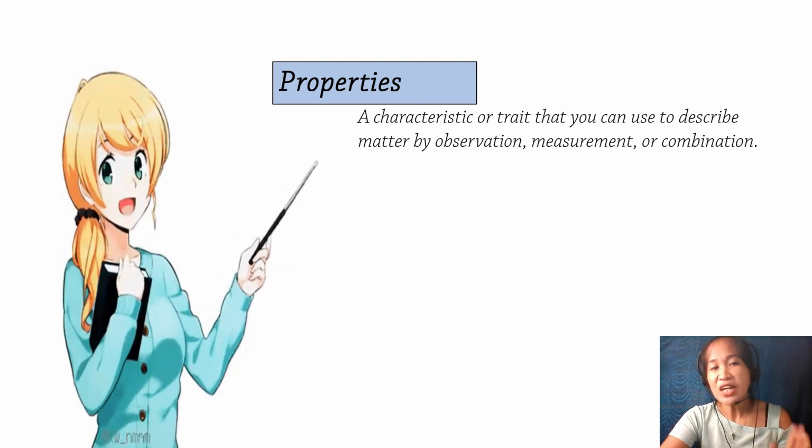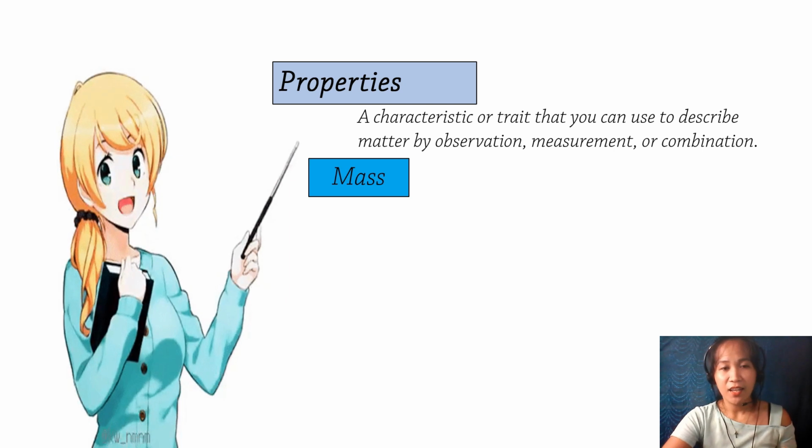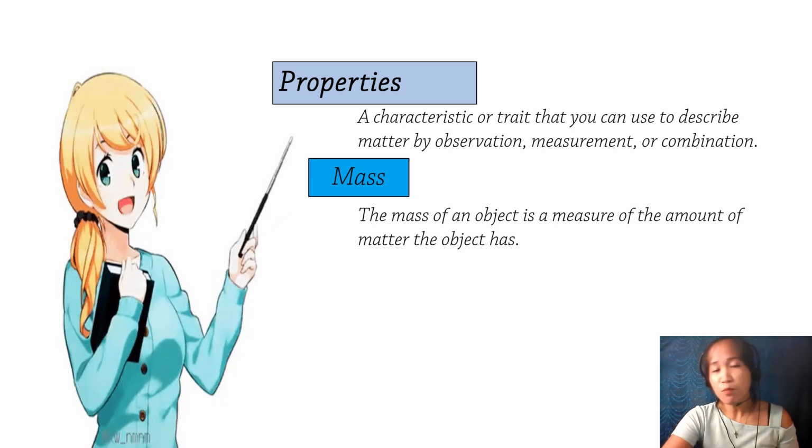Okay, so matter can have different properties. You can measure the mass of an object or matter using a balance or weighing scale. So, what is mass? Mass of an object is a measure of the amount of matter the object has. Okay, so if you are going to measure the mass of each sample of matter in our activity, you can observe that they have different mass from the other.